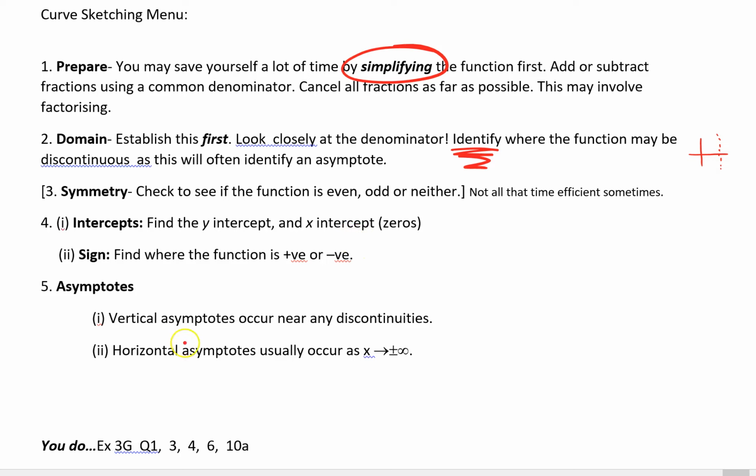If you follow this menu, then you're demonstrating that you know the important steps to creating the sketch or the graph. Asymptotes, which we've just done. And obviously vertical asymptotes occur near any discontinuities, which you will have identified back up here in the domain. And horizontal asymptotes will occur by investigating what x is doing as you approach plus or minus infinity.